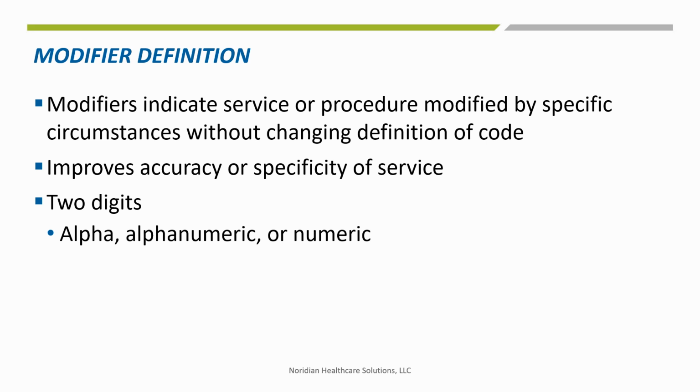Modifiers do just that. They modify the code when appended. A modifier is used in specific circumstances and improves the accuracy of the code. This tutorial will look at modifiers that may only be appended to evaluation and management codes. Modifiers are always 2 digits and may only include alpha characters, numeric characters, or a combination with 1 alpha and 1 numeric. For this tutorial, there are not any alphanumeric modifiers.